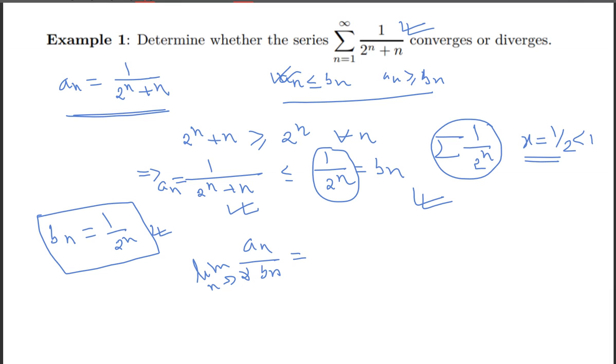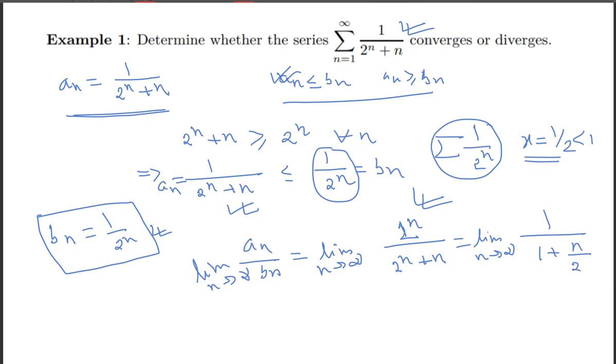So limit n tends to infinity. Can you find this limit quickly? This is what will happen, an by bn will be 2 to the power n by 2 to the power n plus n. That is the limit as n tends to infinity of 1 by 1 plus n by 2 to the power n. So what about this limit? You can apply L'Hospital rule, because infinity by infinity form is there.